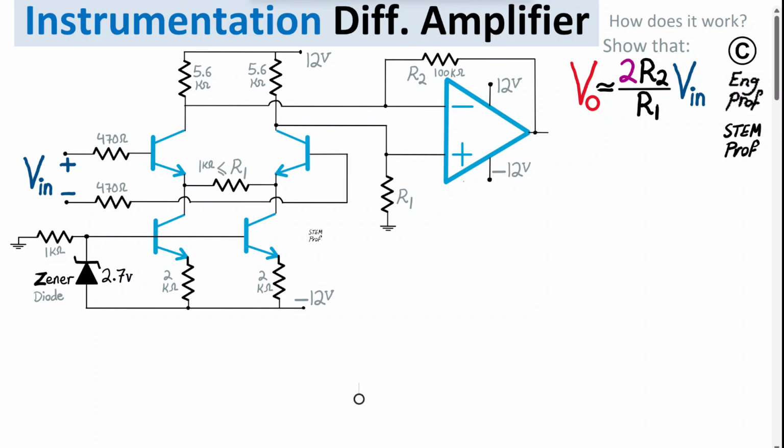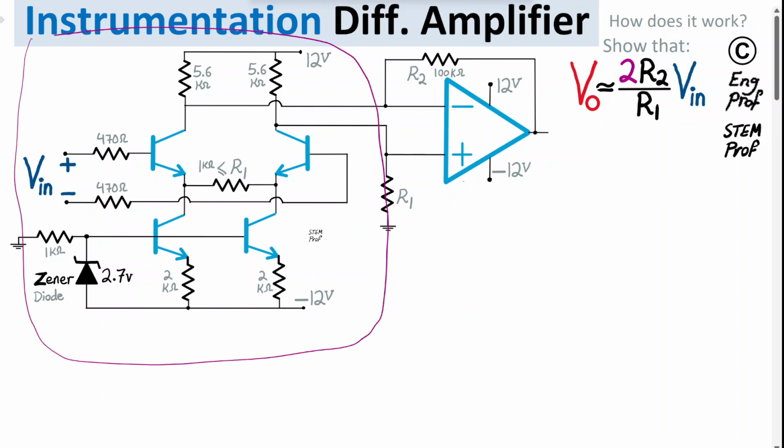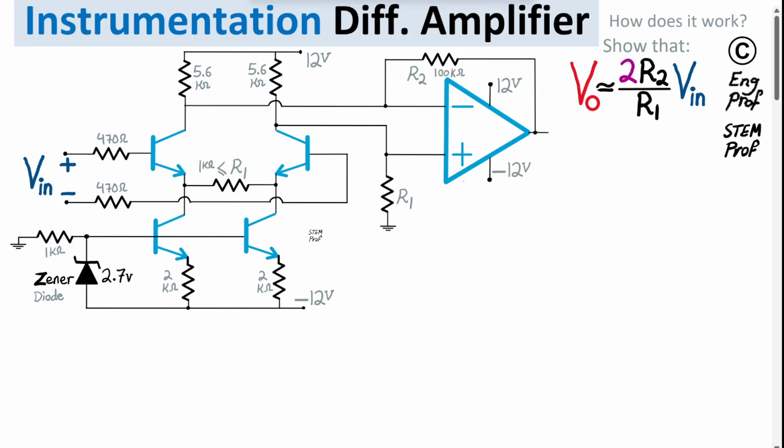An instrumentation differential amplifier is discussed in this circuit design example. This is implemented in two stages. Stage 1 is a core differential amplifier with bipolar junction transistors. As you can see, the input voltage is applied to the base of these two BJT transistors.